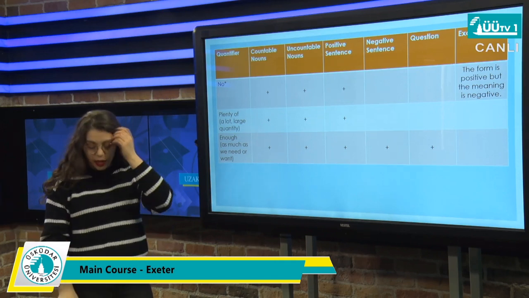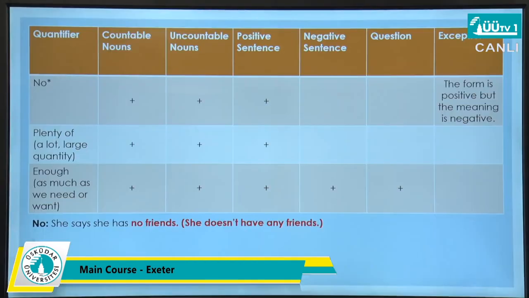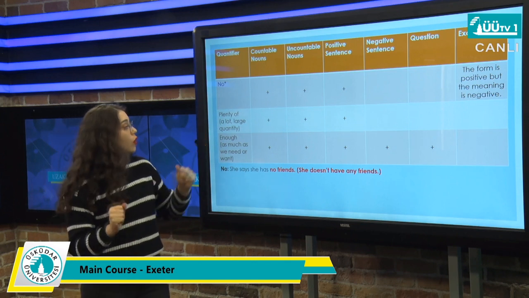So what we have to do is use the positive form, but the meaning should be negative. Like, she says she has no friends. That means that she doesn't have any friends. But as you can see here, we don't have any negativity, only no. So the form should be positive, but the meaning is negative. All right? So, plenty of.